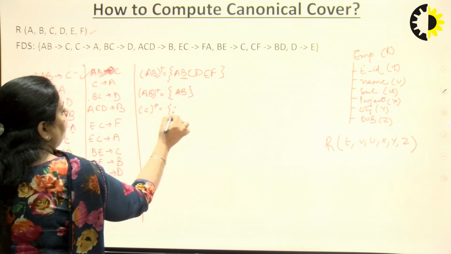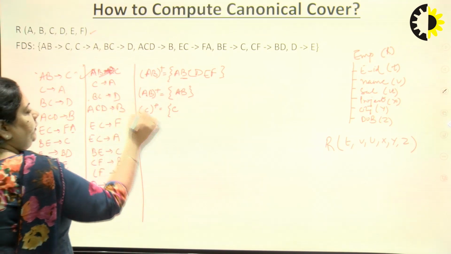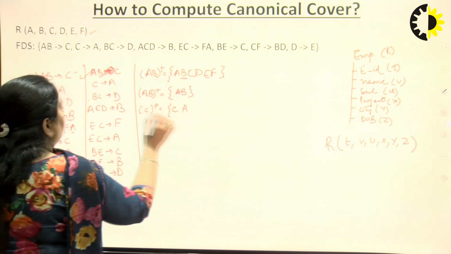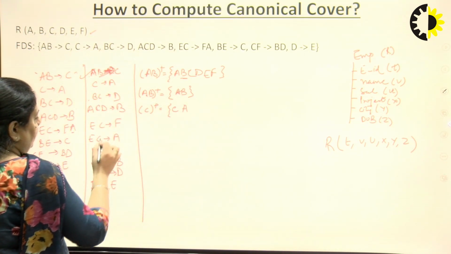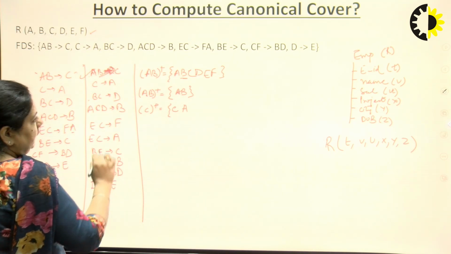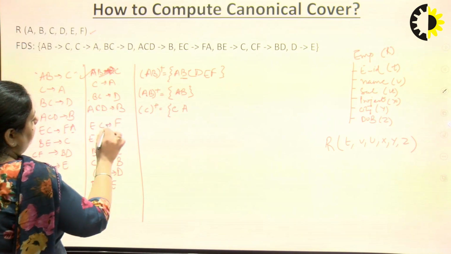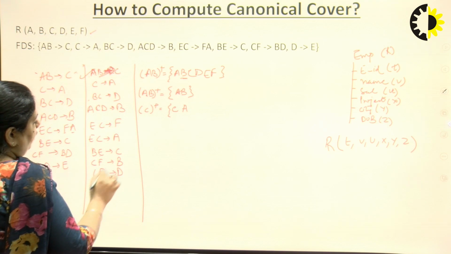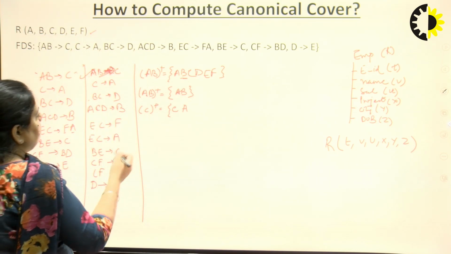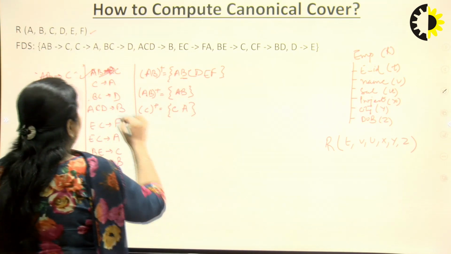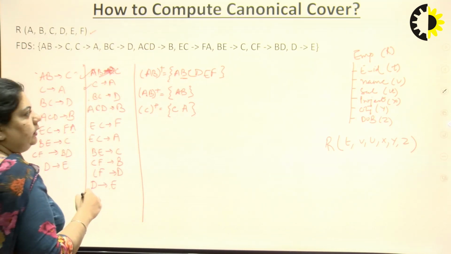From C we can compute C. From C we can compute A. Now from AC, can we compute anything else? From AC, no, we cannot compute anything from A and C alone. So this is the only one, so it is also essential.